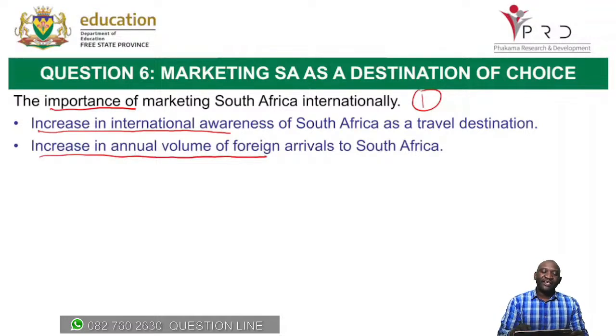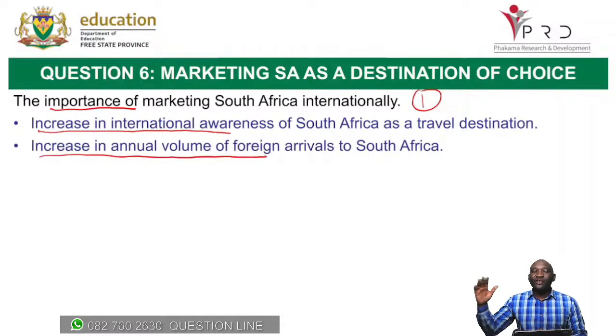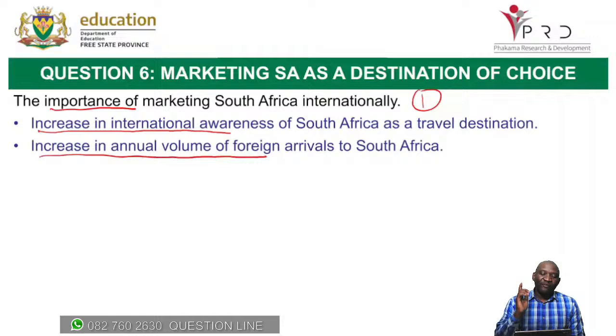So the second reason why it is important to market South Africa internationally is so that we can increase the volume or the number of foreign visitors that are coming into the country. So we're saying that instead of them visiting other countries, they rather come to South Africa. We've got the sun, we've got the sand, we've got the sea, we've got nature. So whatever they're looking for is found right here in South Africa. That is the importance of marketing South Africa internationally.